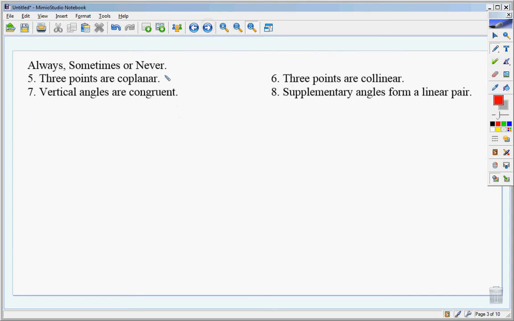3 points are coplanar. Remember that we name a plane with 3 non-collinear points. Since I name a plane with 3 non-collinear points, then any 3 points will always be coplanar.